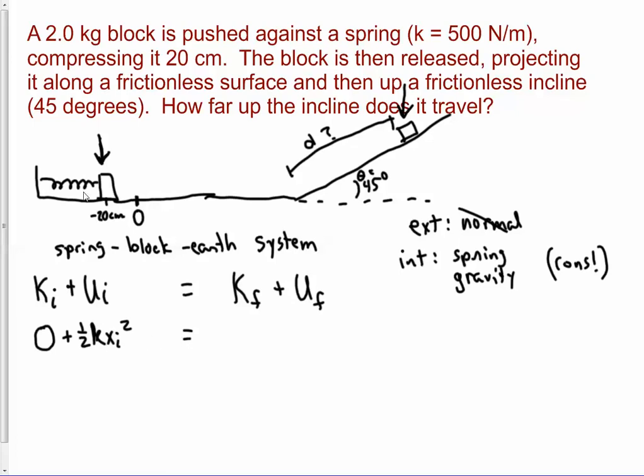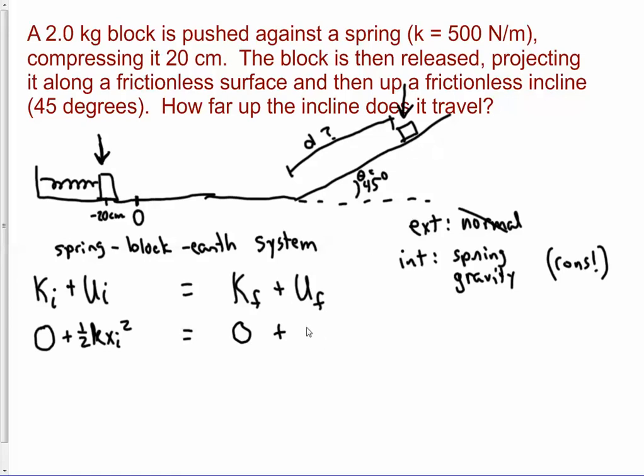All right, and now it's going to travel all the way up, and when it's at the very top, it'll come to a stop. Of course, afterward it'll probably start sliding back down because it's frictionless. But at the very top, it will have no speed, so again, no final kinetic energy. But it will have potential energy, this time because of gravity, because it has been elevated.